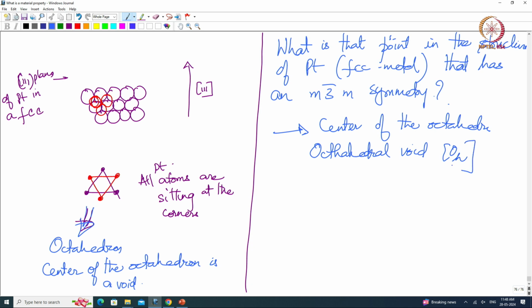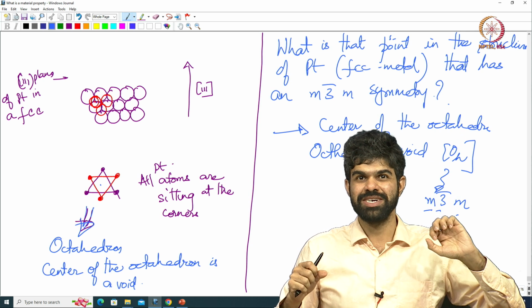This is what is called Schoenflies notation. We will not worry too much about it, but that means that about that point, the symmetry operations I have are M, 3 bar and M, right. Now, 3 bar is easy to see, right. Why does that point have a 3 bar symmetry? Because I have one triangle on the top, the other triangle on the bottom, right. So, of course, about that point I have a 3 bar symmetry, right.